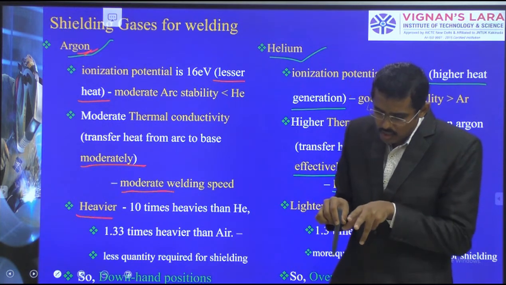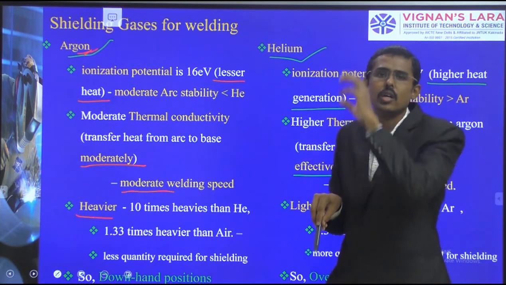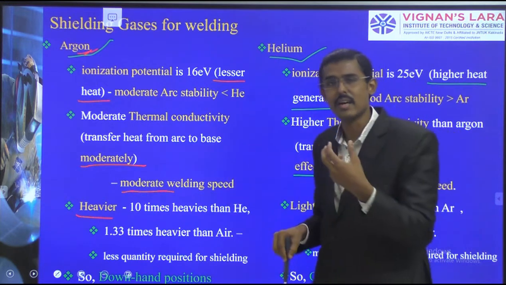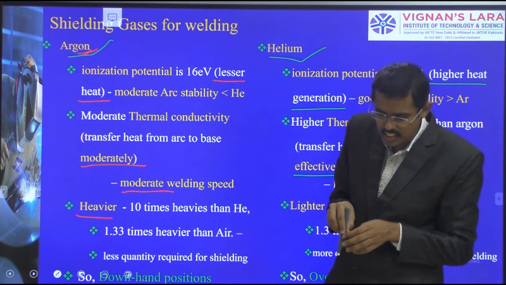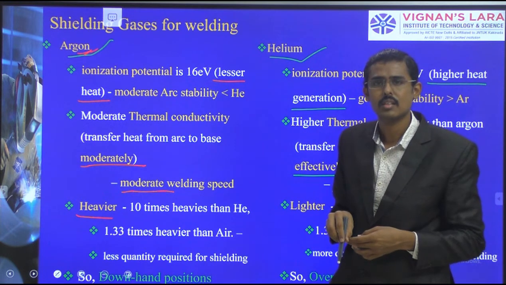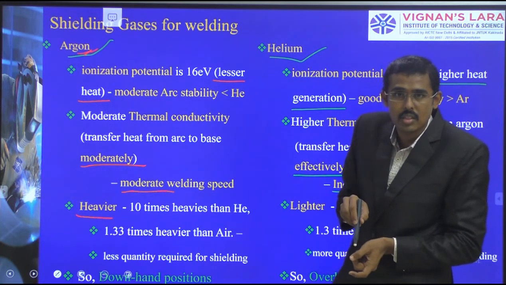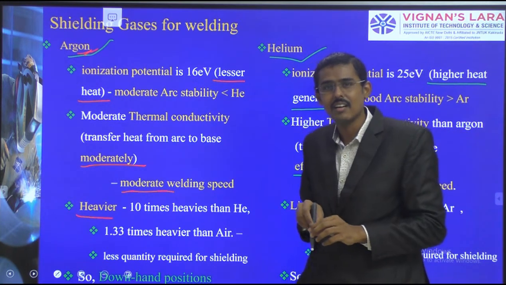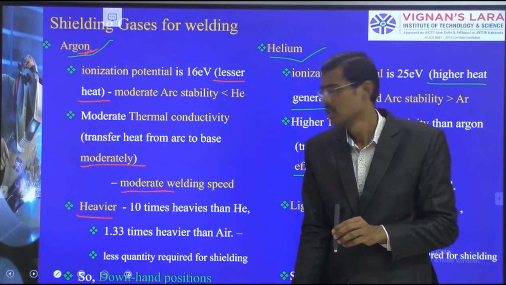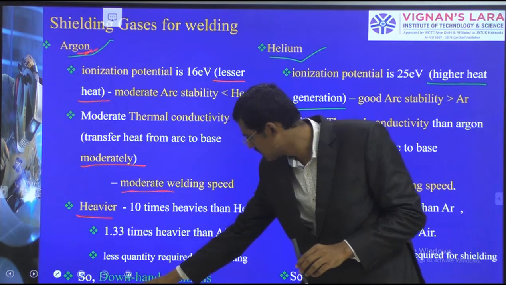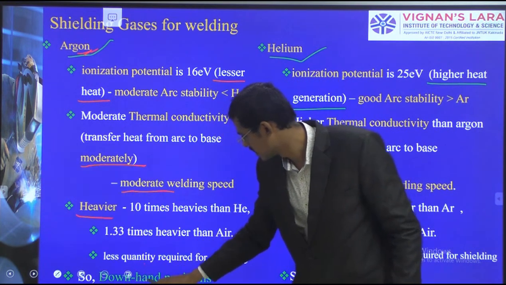At the same time, when I'm using helium, whenever it is released, it tries to move upward due to its lesser weight. And then here there is no protection, because whenever it is released, it tries to move up. Then obviously atmospheric contamination will be there in this arc gap. Therefore, heavier argon is utilized for downhand positions. See, therefore it is utilized in the downhand positions. I have written here, utilized in the downhand positions.